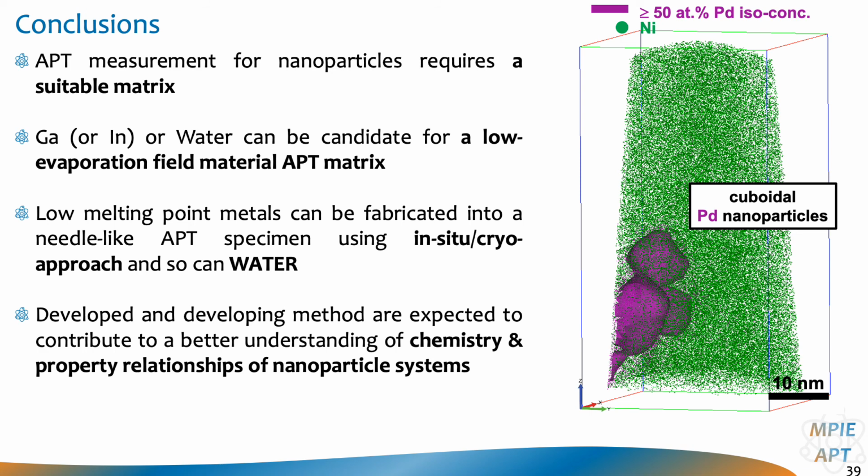We've also shown now that water can potentially be used for this, for low evaporation field materials. Otherwise, the trajectory aberrations might be really bad. And we can make needles from all of these different systems by going to cryogenic temperatures. We can also do this with water, which is quite interesting. And all of this will help us push further the understanding of the property relationships between the nanoparticles' composition and their properties.